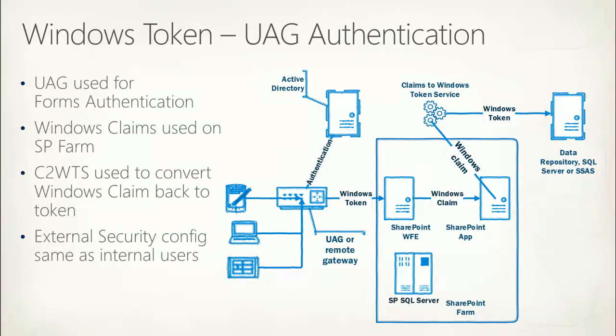And then once it jumps off the box, you'll notice up at the top there, once we actually did that query for the backend data repository, it actually runs that claims to Windows token service. It looks at the current user ID and flips that back to a Windows token, because legacy systems or other Windows systems that don't necessarily have that SharePoint claim need to actually have Windows tokens passed to them.